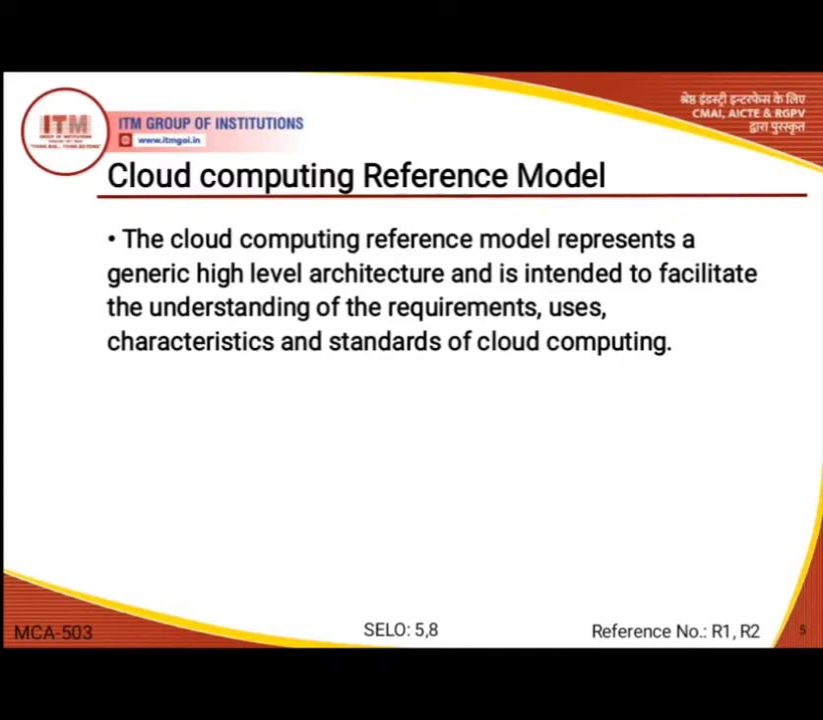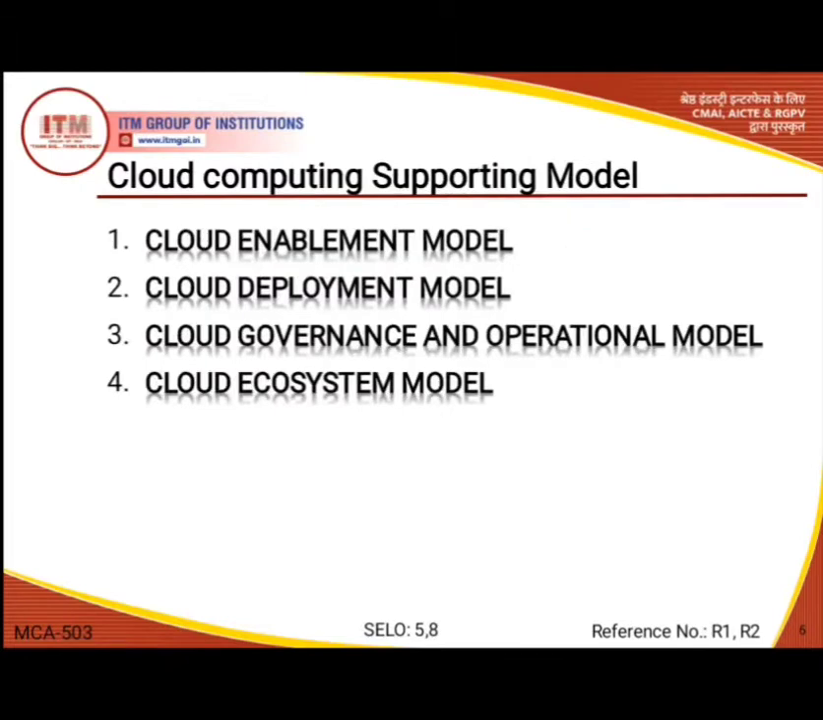The cloud computing reference model is developed using some supporting models. So before going in depth into the cloud computing reference model, we will discuss some supporting models on which the cloud computing model is based. The first one is the cloud enablement model.